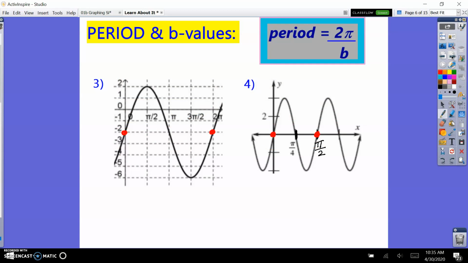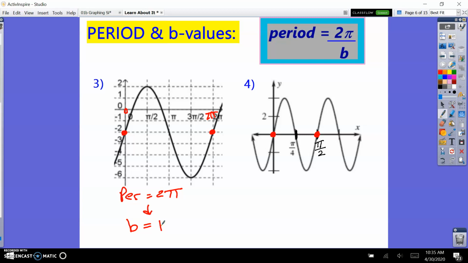Problems 3 and 4. So you can see 3, if you take a look, it starts again at an x value. These are off a little bit, but this is my x value of 0 all the way to my x value of 2 pi. So super easy. One more time. So then our period is 2 pi, which indicates that our b value is 1. So all of these are very similar.